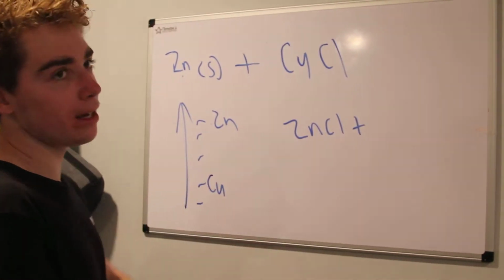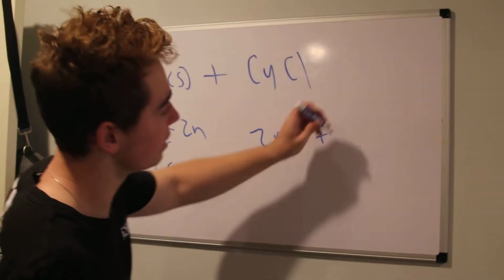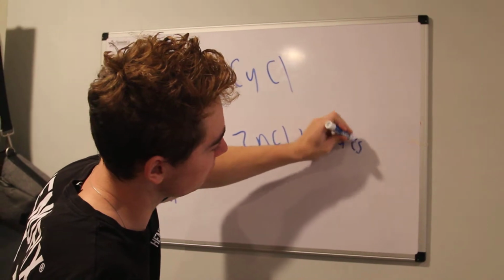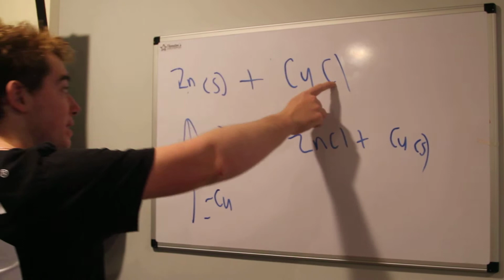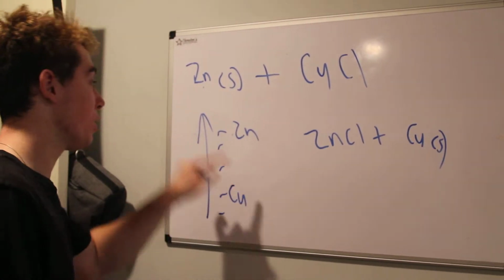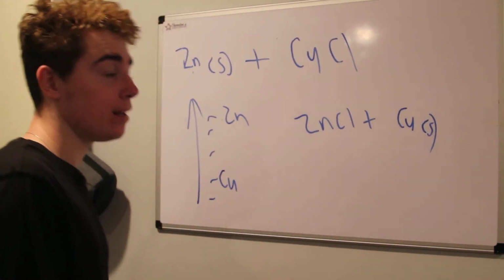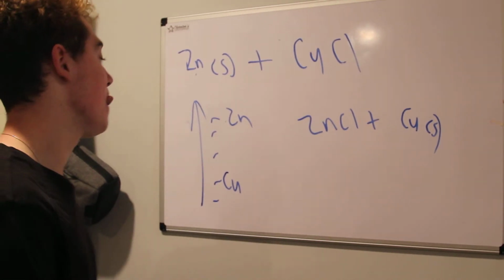But you get ZnCl, I don't know what it makes, I'm not going to guess the states, and then Cu solid, because it would just knock out the copper from the Cl because zinc is more powerful than it, according to the chart that we are provided. So that's single displacement.